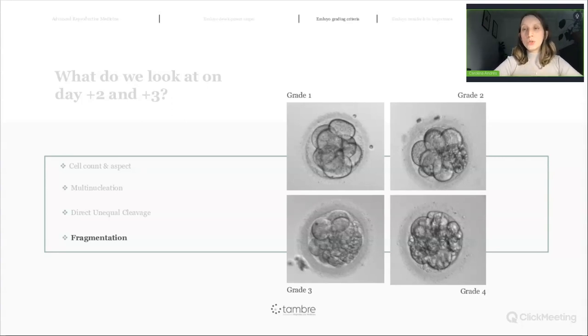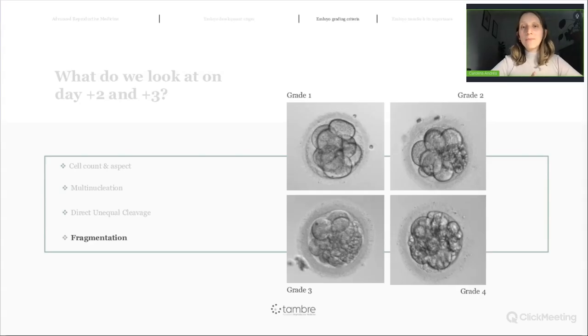Grade 1 or grade 2 are embryos which are still considered of good quality, and their percentage of fragmentation is within normality. So normally grade 1 will be from 0 to 10% of fragmented cells within the embryo. Grade 2 is like 10 to 20, more or less. Then grade 3 and grade 4 are considered of intermediate and bad quality. So grade 3 will be a percentage of fragmentation between 20 and 50, and grade 4 above 50.